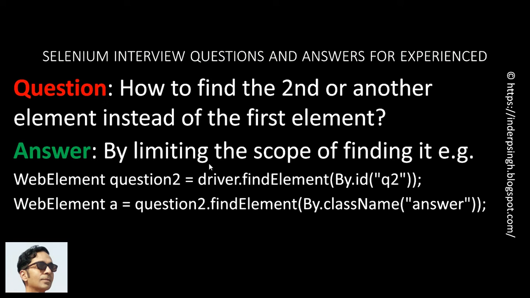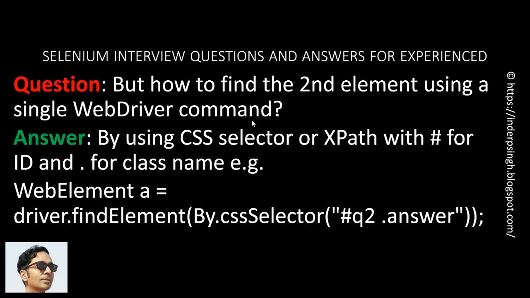We can do this by limiting the scope of finding the web element. So for example, web element question 2, and we find this web element. Now web element A is, we are not searching the whole DOM but only within question 2. So question 2 dot findElement, and then we can give the locator. But how to find the second element using a single WebDriver command, because earlier we used two WebDriver commands? We can find it using a single WebDriver command by using CSS selector or XPath.